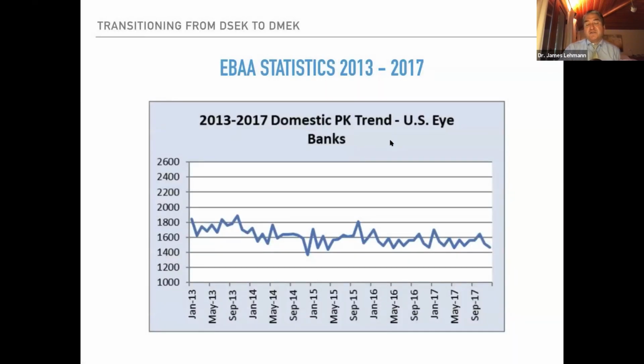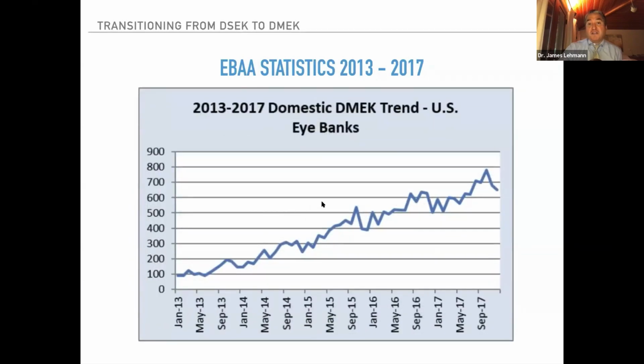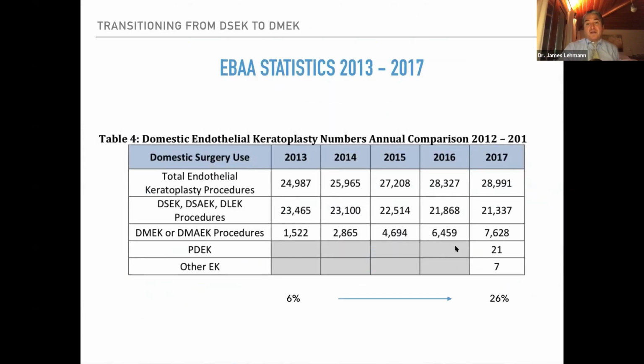Here's some statistics from the EBAA, that's our United States Association of Eye Banks, and you can see the number of PKs is pretty stable, and you can see the number of DMEKs increasing. So from 2013 to 2017, the number of endothelial procedures has stayed about the same, or increased by 4,000 there, but the percentage of DMEK has gone from 6% to 26%. So it's definitely growing in popularity.